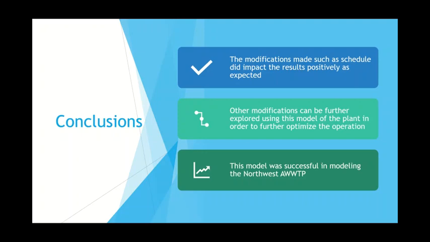Also, a controller can be added to increase the amount of sludge remaining in the basins in order to maximize conversion. Thus, this is an accurate and successful computer model representing the Northwest Advanced Wastewater Treatment Plant. We are the wastewater experts, and we thank you for your time.